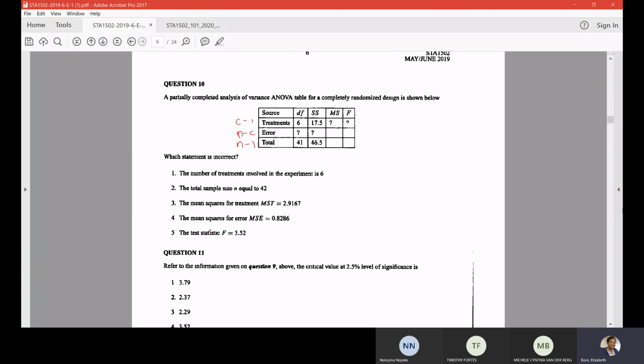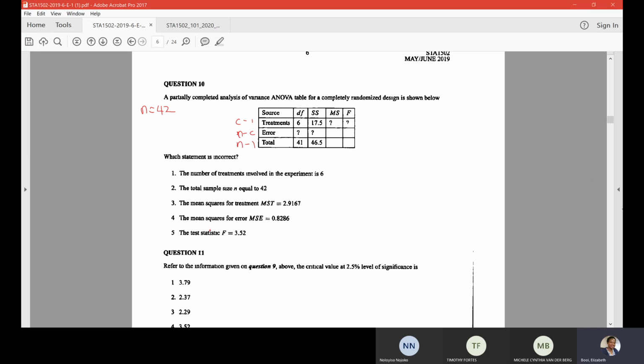Now, if we know that the total degrees of freedom is 41, therefore it means the total N would have been 42, right? N is equal to 42. If we say N minus 1, it will be 42 minus 1, which gives us 41.